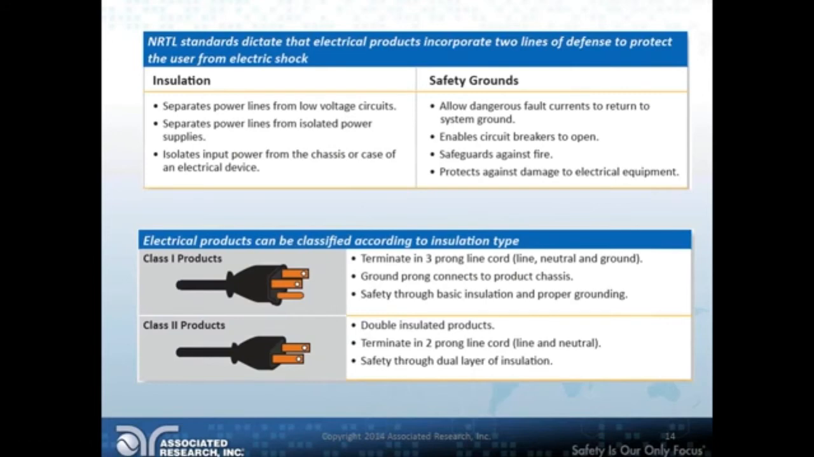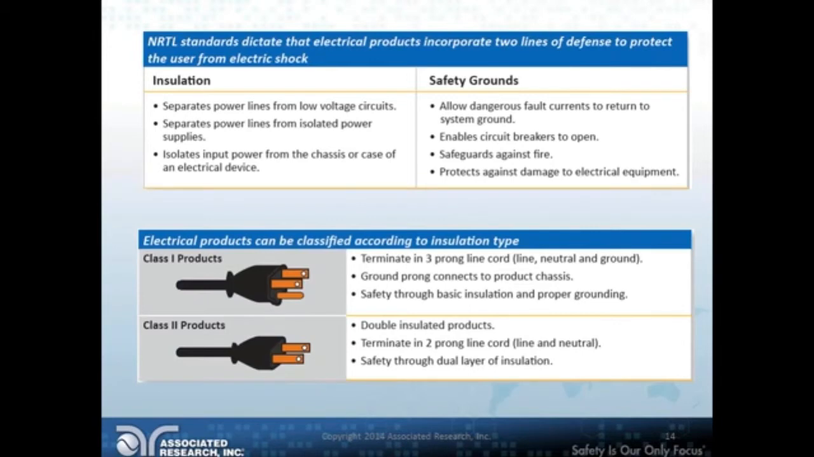It separates power lines from your low-voltage circuits. It also separates power lines from your isolated power supplies, and it isolates input power from the chassis or case of an electrical device. I mean, just think about something as simple as a toaster. Many of the toasters out there, including the one I have at home, it's got a metal case on it. I like the stainless steel look. It's got a metal chassis. My toaster has a 2-prong cord, which means it's a Class 2 product, which means it has double insulation. And you can see that comparison in the bottom of this slide here, Class 1 versus Class 2 products.